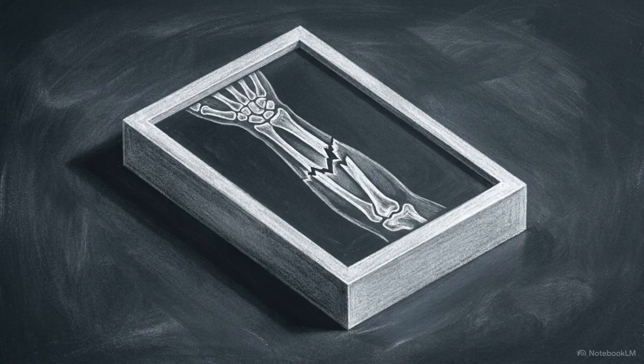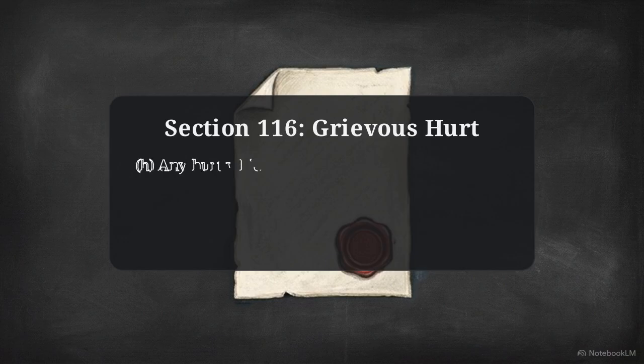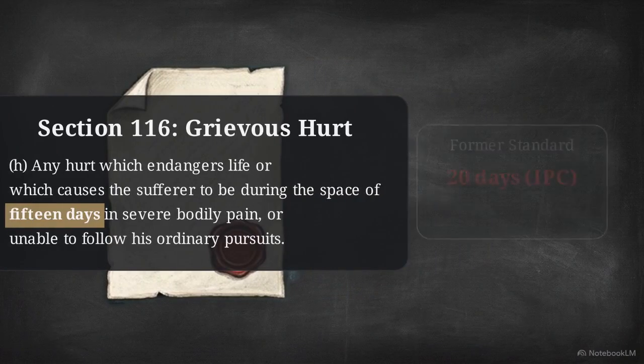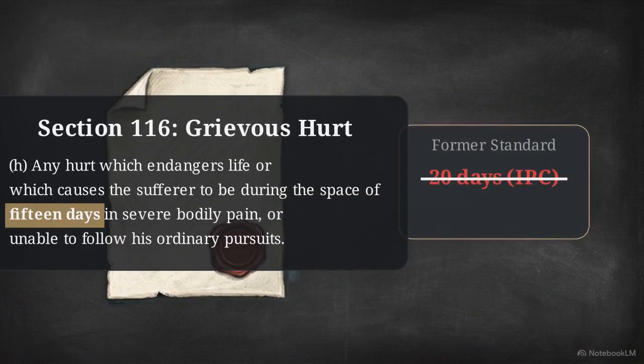Section 116 introduces the more severe category of grievous hurt. Notice Section 116, Clause H. It contains a specific requirement regarding the duration of severe bodily pain. While the old Indian Penal Code required 20 days, the Bharatiya Nyaya Sanhita sets the standard at 15 days of severe pain or inability to follow ordinary pursuits. Accuracy on this point is essential for full marks.